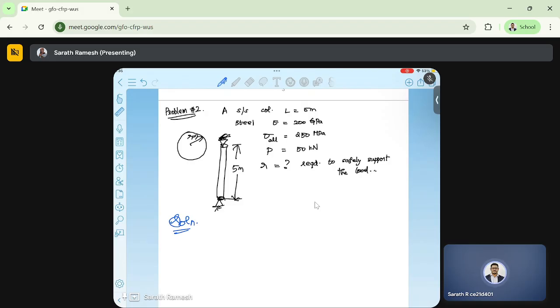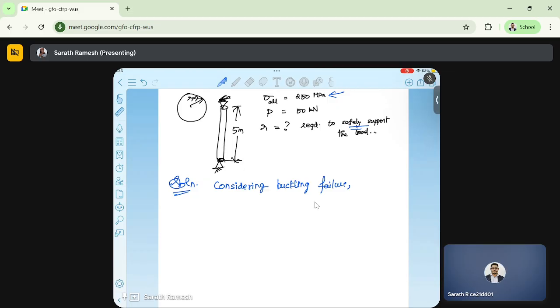So we need to safely support the load. We know there are two possible modes of failure. One is buckling, another is yielding, and we have this allowable stress. So also let's see the critical compressive stress. Okay, so considering buckling failure, what is the critical load? Pi square EI by L square, right?